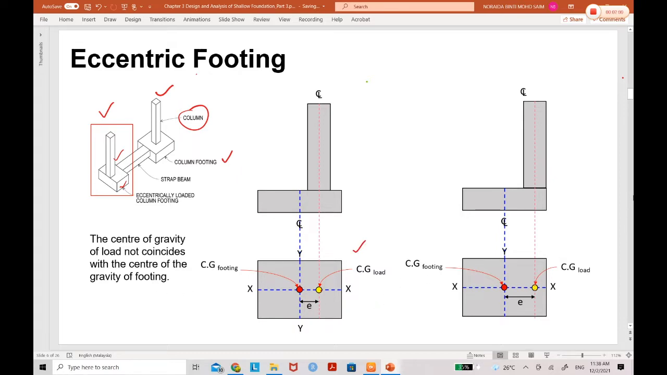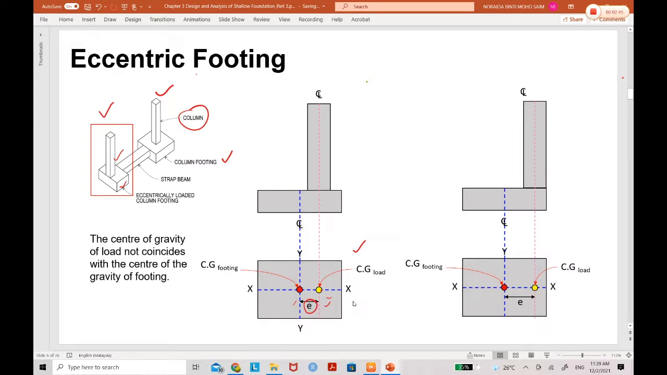This is the plan view of the footing. You can see that the center of gravity of the footing is located in the middle, at the point in red color. And you can see that the position of the column load is not in the middle of the footing. The center of gravity of the column load is in the yellow color here. So there is a distance between the center of gravity of the footing and the center of gravity of the load. This is the eccentricity. The symbol for the eccentricity is e, and it is a distance.